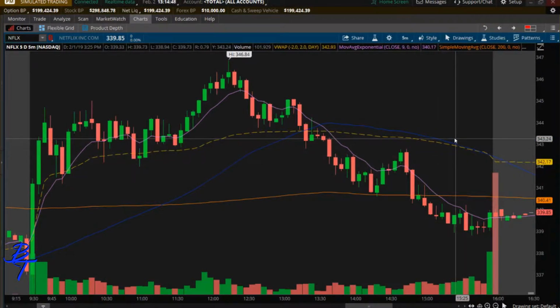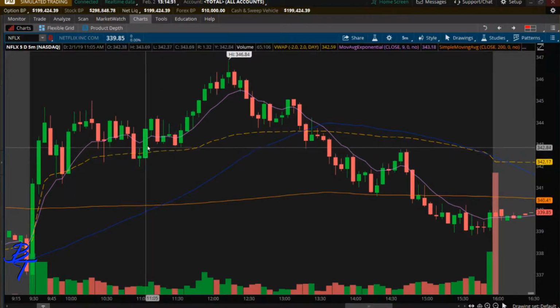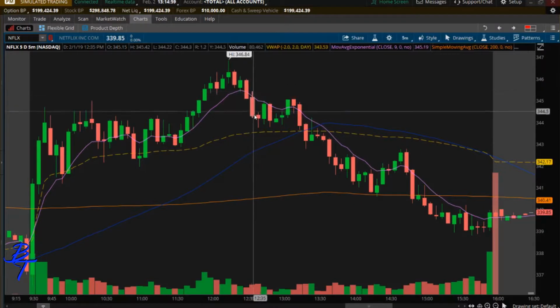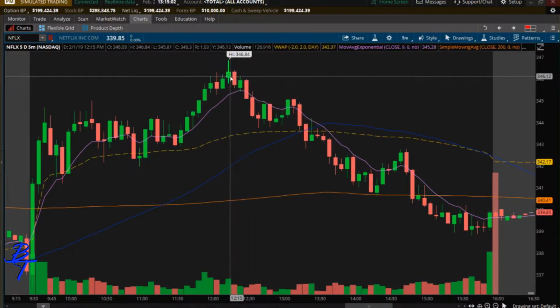So say that this is considered the body. This solid part that's filled in is considered the body. The tops are considered wicks, like this candle right here at the top. You got the open. This is where the candle opened, where it started. And I'm in the 5-minute time frame, so this candle started at 12:15. As you can see at the bottom, it says 12:15. So it opened up right here at 346.05.